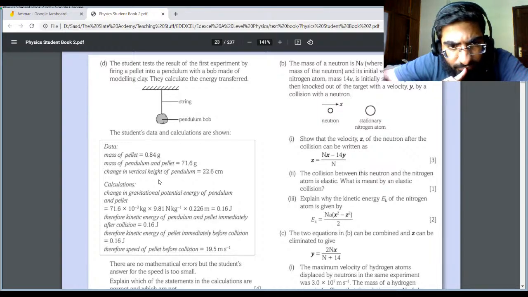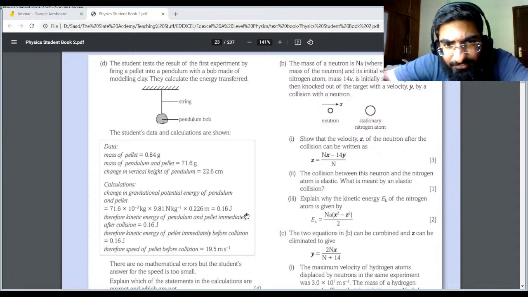Mass of pendulum and pellet. Mass of pellet. How come the mass of pendulum and pellet is less than just the mass of pellet? Very good.